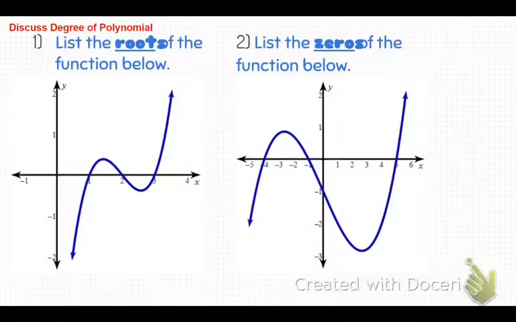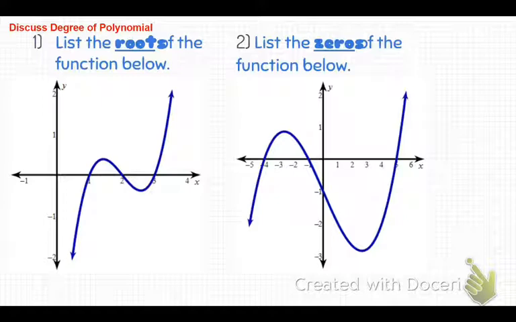So now what I want you to do is we're going to look at the first 2 graphs on the paper that we have, okay? So it says list the roots of the function below for number 1, and number 2 says list the zeros of the function below, okay? So I'm going to give you about 30 seconds in your group. Talk about what do you see, what does that mean, and how will you write this answer, okay? So talk in your groups, and I'll come around.